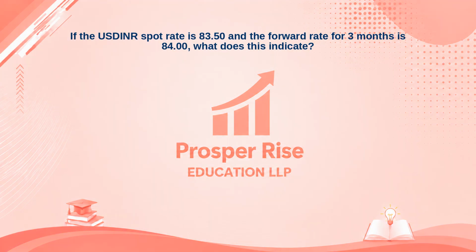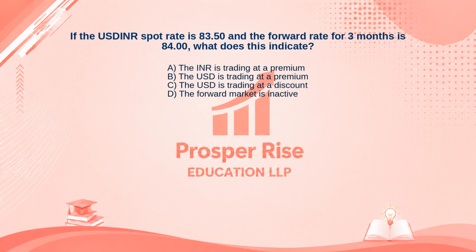If the USD INR spot rate is 83.50 and the forward rate for 3 months is 84.00, what does this indicate? Here are your options. A. The INR is trading at a premium. B. The USD is trading at a premium. C. The USD is trading at a discount. Or D. The forward market is inactive.